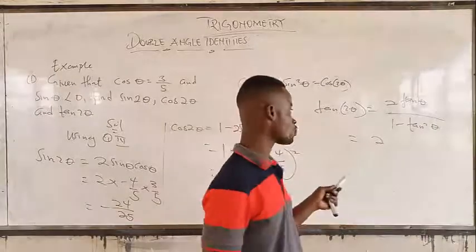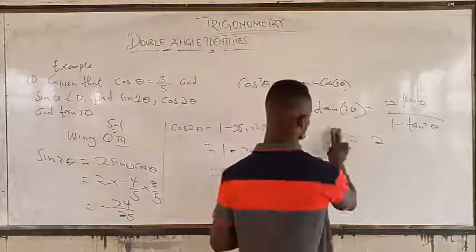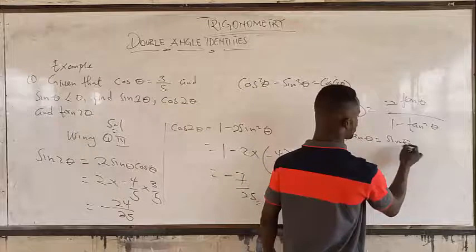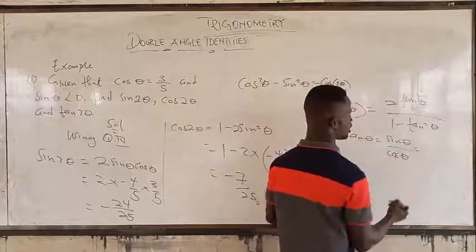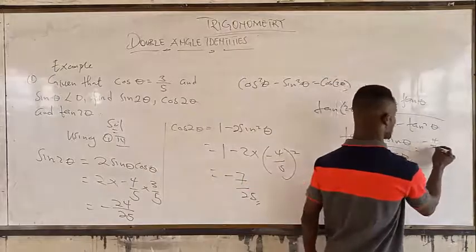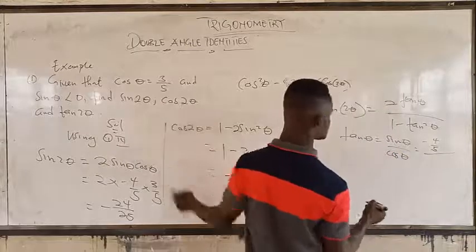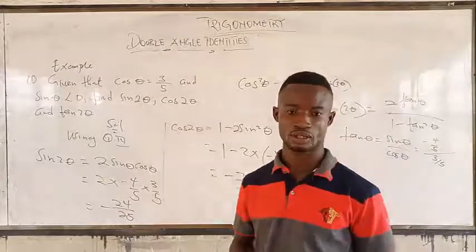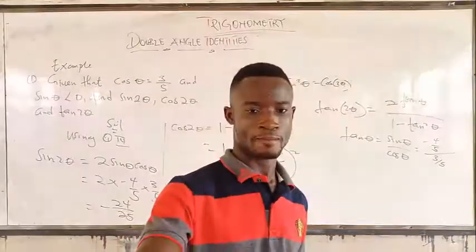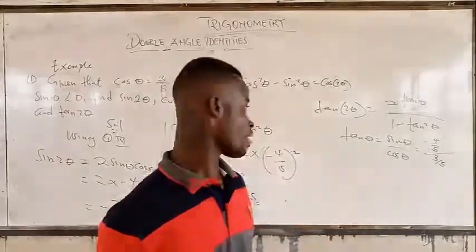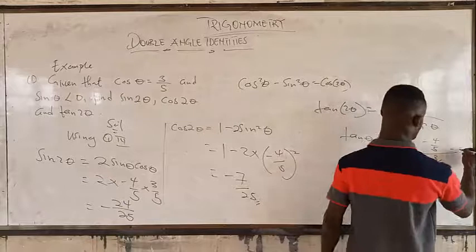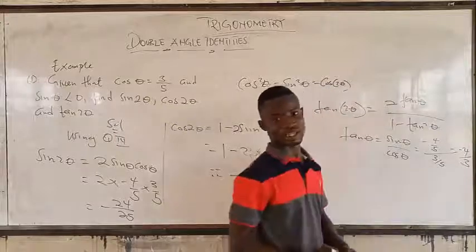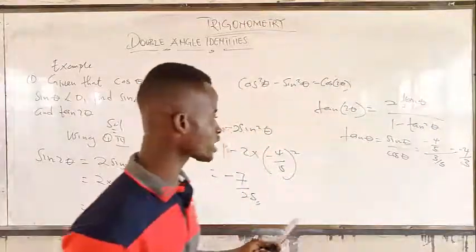First of all, we need to go for tan. So tan theta is equal to sin theta over cos theta. And we know that sin theta is negative 4 over 5, all this over cos theta, which is 3 over 5. Very good. So with this, we are going to get negative 4 over 3 for tan theta here.